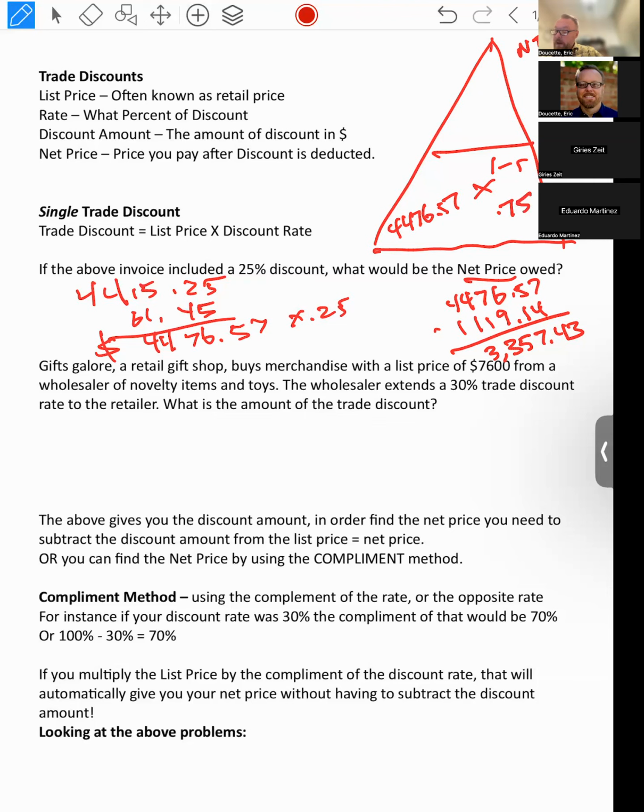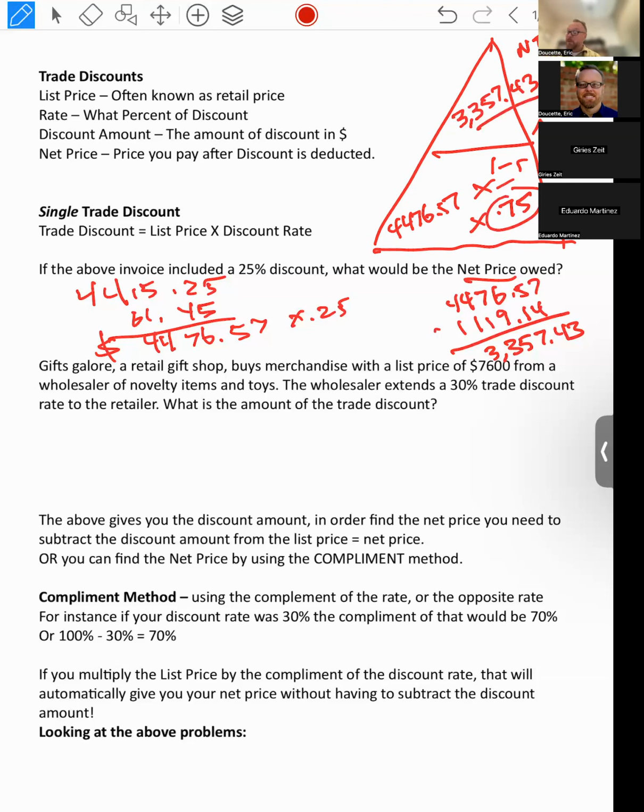So if I do 1 minus the rate and I multiply $4,476.57 by 0.75, it's going to come out to $3,357.43. All I did by taking what we call the complement of the discount, 0.75 in this case, 1 minus the rate, is remember I told you whatever your discount is, you're paying the opposite, right? So I'm actually paying 75% of it. That gives me my net price.